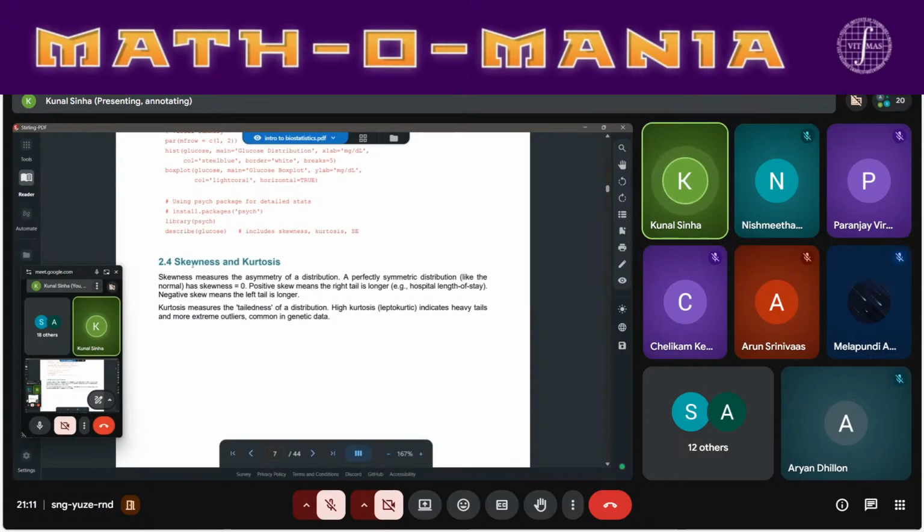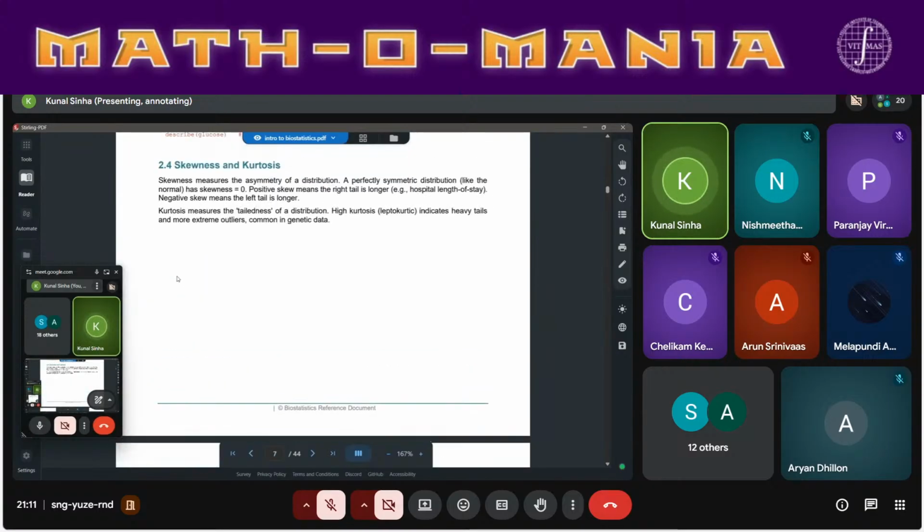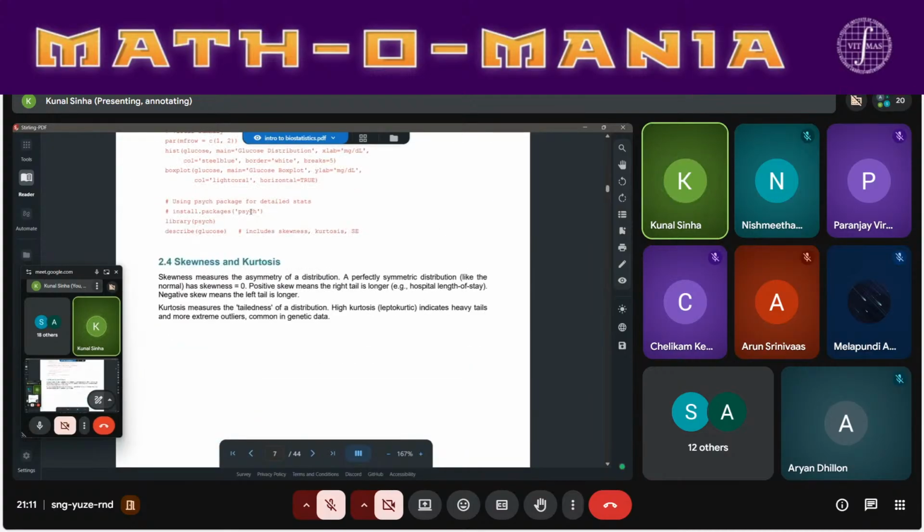Now, skewness and kurtosis. I believe there was a session a few days ago, lying with statistics. I went over this then too. I'm just giving everybody a refresher here. Skewness is the measure of asymmetry. How asymmetric your distribution is, like, is it right skewed, is it left skewed? That is defined by skewness. Kurtosis is the measure of tailedness. So basically, it tells us how sharp the curve is.